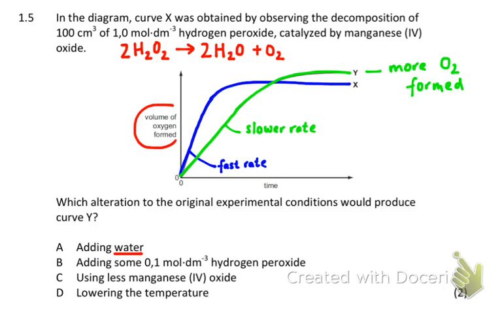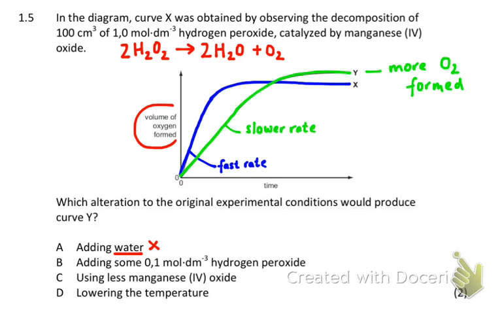So, which options will give us that? What we're needing is something that will have a slower rate initially, but form more oxygen. If we add water, that will dilute the solution and have a slower rate. So that part's correct, but it won't form more oxygen. So that's not right.